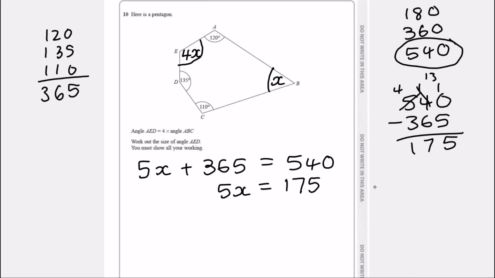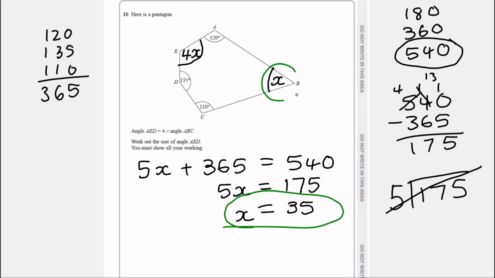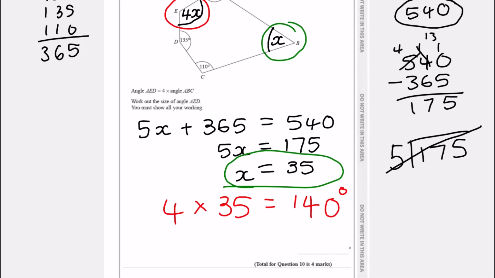5x's are 175. And then we can work out what 1x is by doing 175 divided by 5. I'm not going to do the long way. I'm just going to say 35. If I double 175, I get 350. And then that would be 10x. 10x is 350, so x must be 35. We want AED. So we don't want this angle here. We want this one here, which is 4 times 35. 2 35s are 70, so 4 35s are 140.